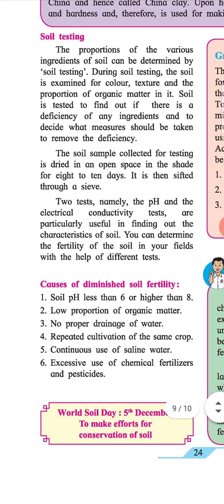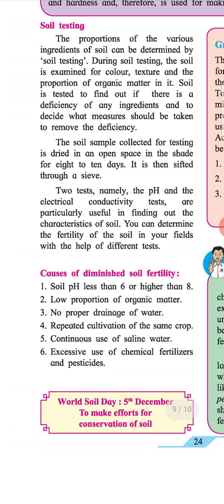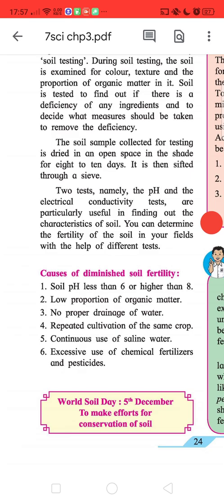The soil sample collected for testing is dried in an open space in the shade for 8 to 10 days. It is then sifted through a sieve. Two tests, namely the pH and the electrical conductivity tests, are particularly useful in finding out the characteristics of soil. You can determine the fertility of the soil in your fields with the help of different tests.